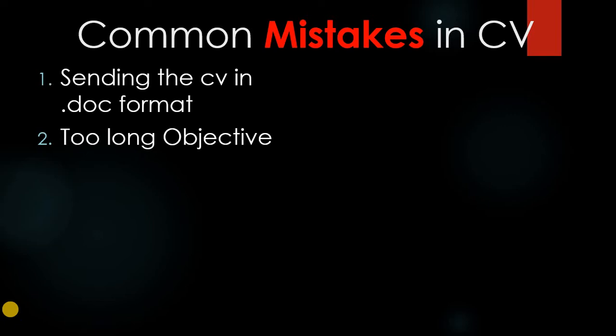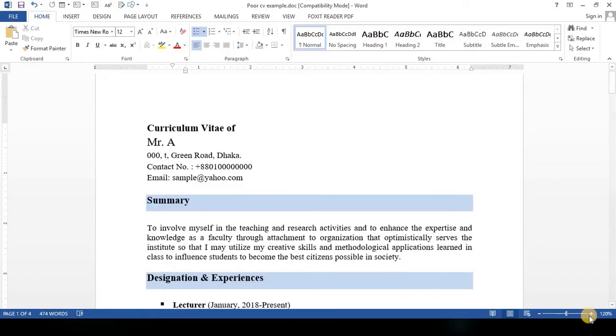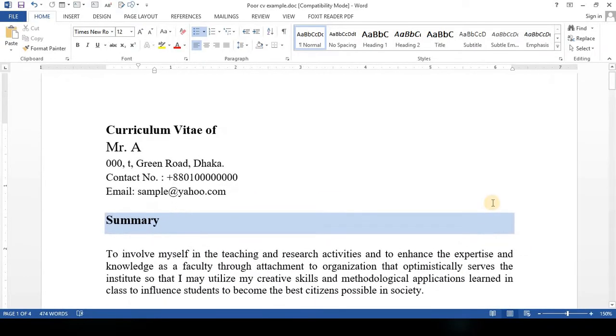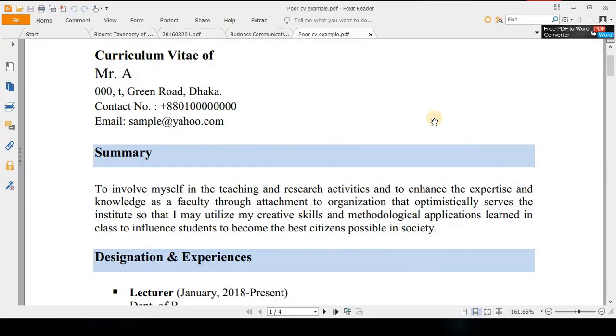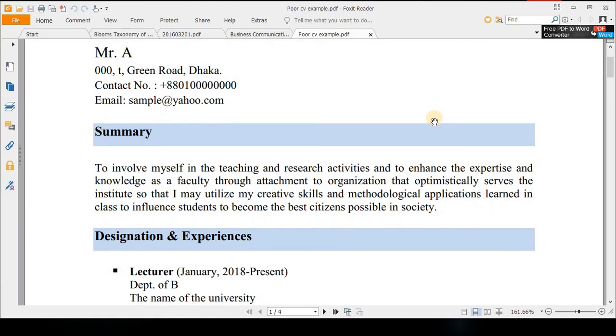Too long an objective is another mistake. Too long an objective is one of the common mistakes people make in their CV. For example, in this CV we can see it's almost a 4-line summary. Man, nobody will read your CV in this long format. You are supposed to write a summary in a short form, maybe 1 line only, not 4 lines.